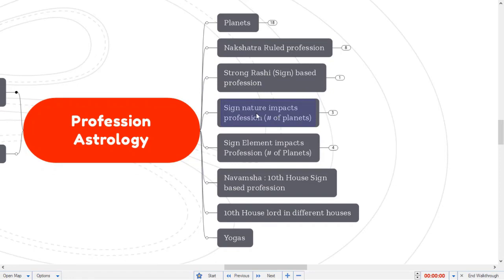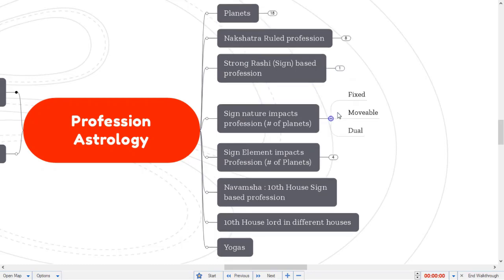Let's understand the sign nature impact, which I've already talked about. Look at what kind of sign your 10th house is in, or the 10th lord has gone into. If the zodiac sign is of fixed, movable, or dual nature, it will have a say. If it is fixed, you will have more of a fixed job. If it is movable, your profession will make you move or travel a lot. If it is a dual sign, you might be changing your profession very quickly and may not stick to one profession. So these are other things which drive or support the profession.